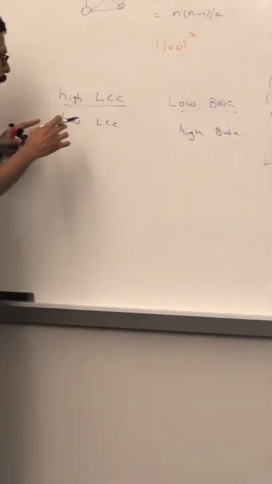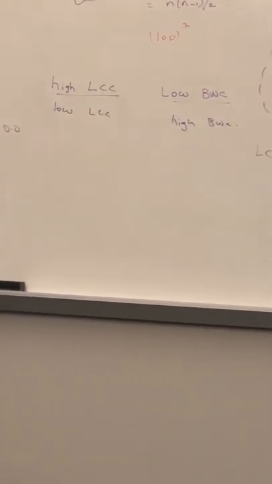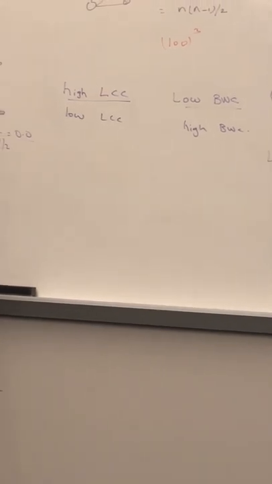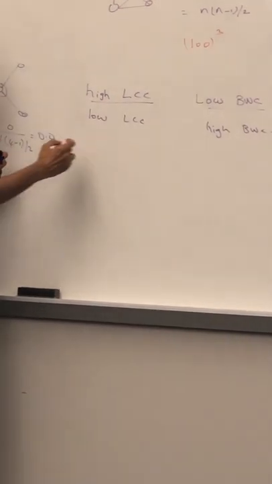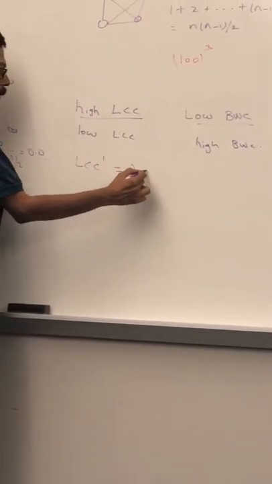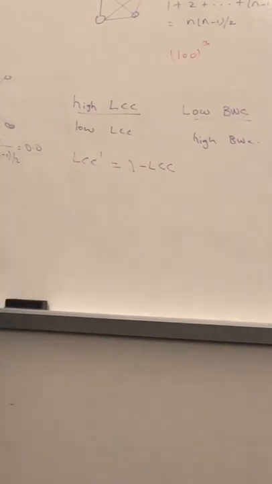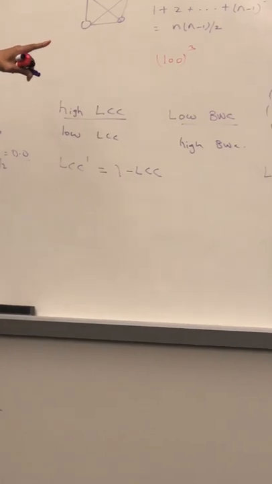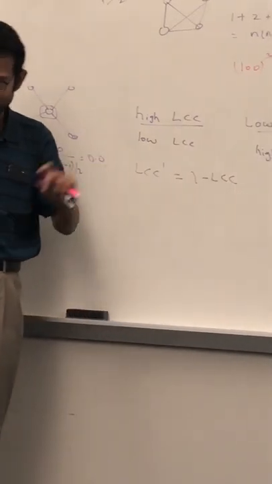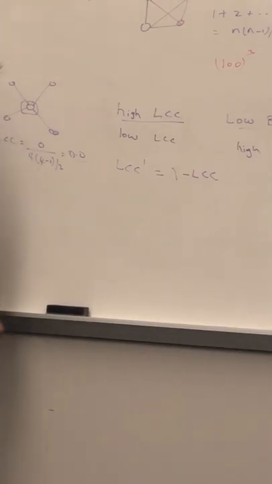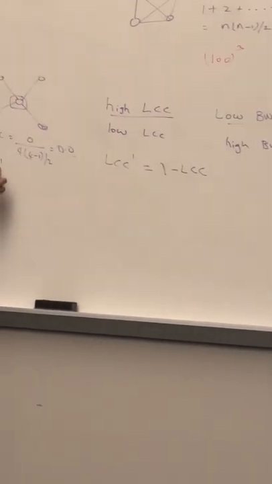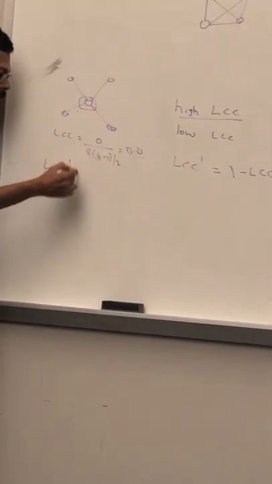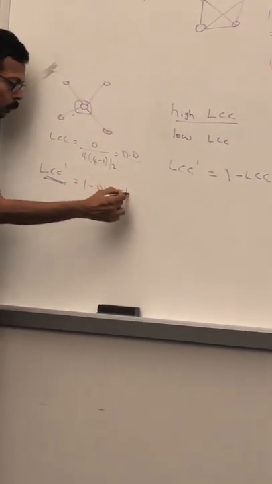So now we will try to make them directly correlated. How to make them directly correlated? Just take the complement of local clustering coefficient, which means 1 minus LCC. The local clustering coefficient values range from 0 to 1, so when you take 1 minus that, it's still between 0 and 1, but in the reverse way. Is that clear? The complement of LCC, that's how we call it, LCC prime. So what is the LCC prime of this node? It's 1 minus 0, which is 1.